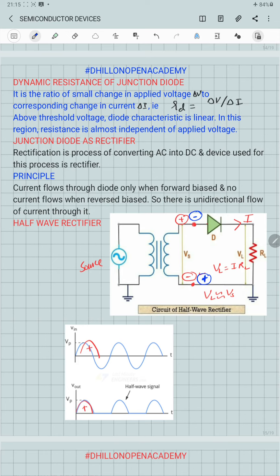So in this case, when the negative half cycle appears, the negative terminal of the secondary is now connected with the positive terminal of the diode, while the positive terminal of the secondary is connected with the negative terminal of the diode through the load resistance RL. In this case, reverse biasing of the diode takes place, due to which practically no current flows through the load resistance. So the voltage present across the load resistance is equal to 0.